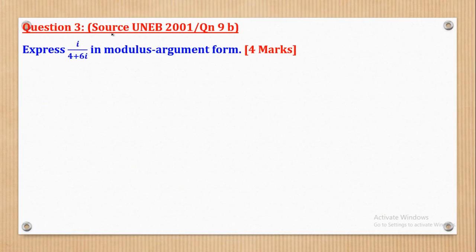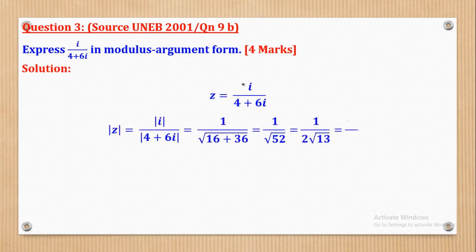Then question 3 came from UNEB 2001 paper 1 question 9b and says express this in modulus argument form. So z is that, therefore modulus will be modulus of this over modulus of this, which gives you this. But the surd cannot remain in the denominator, so you rationalize to come up with this as the answer. Then argument will be this minus that, which is that.